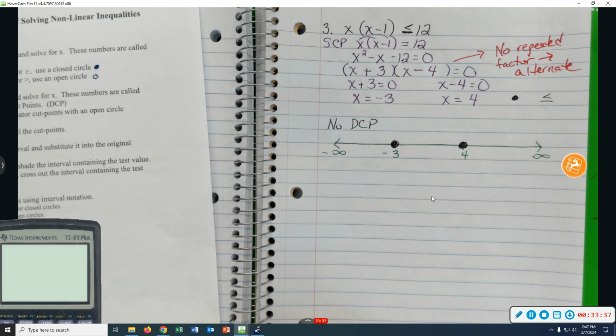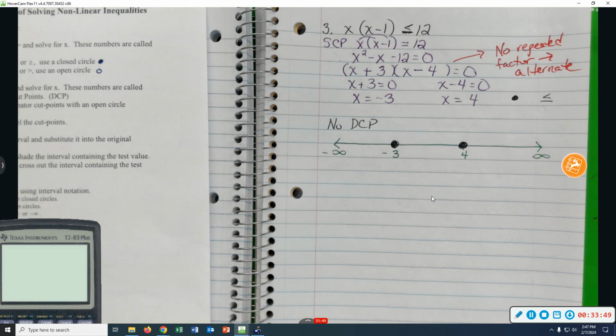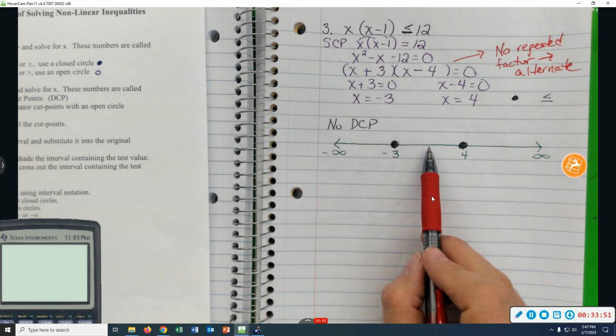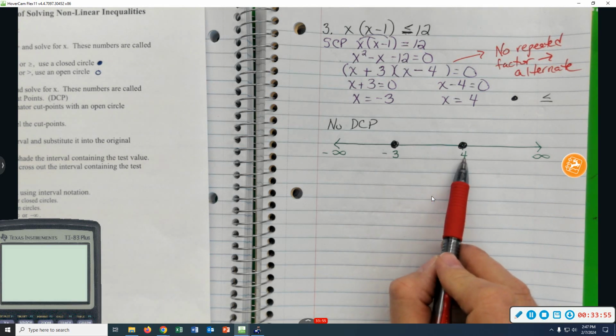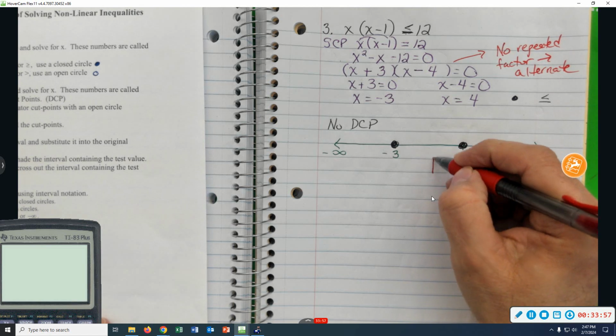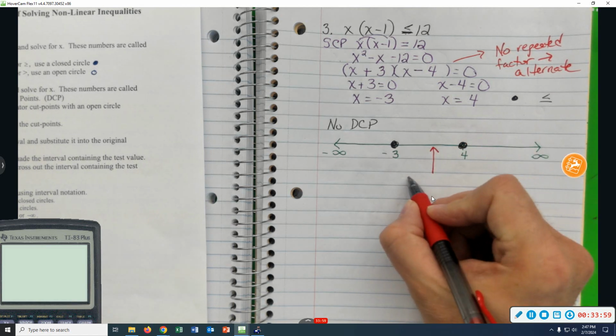I think plugging 0 in is usually the easiest number to test, but you've got to know where 0 lies. Which interval am I testing? Okay, it's the middle one. 0 is between negative 3 and positive 4. I'm testing 0.